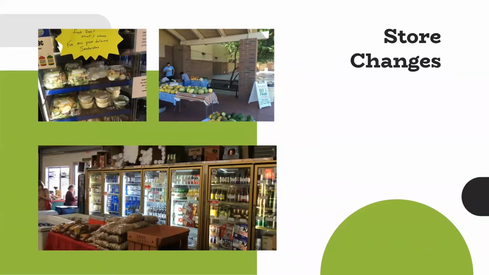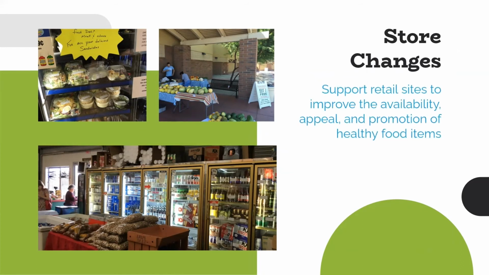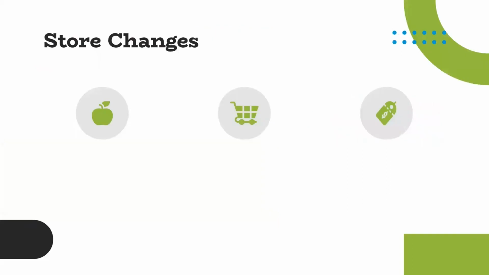PSE work around store changes supports retail sites to improve the availability, appeal, and promotion of healthy food items. As the title states, this work is most common at stores such as corner stores, country stores, grocery stores, and supermarkets. However, availability, appeal, and promotion changes could be worked on at other types of retail sites as well. Let's take a moment to define availability, appeal, and promotion.